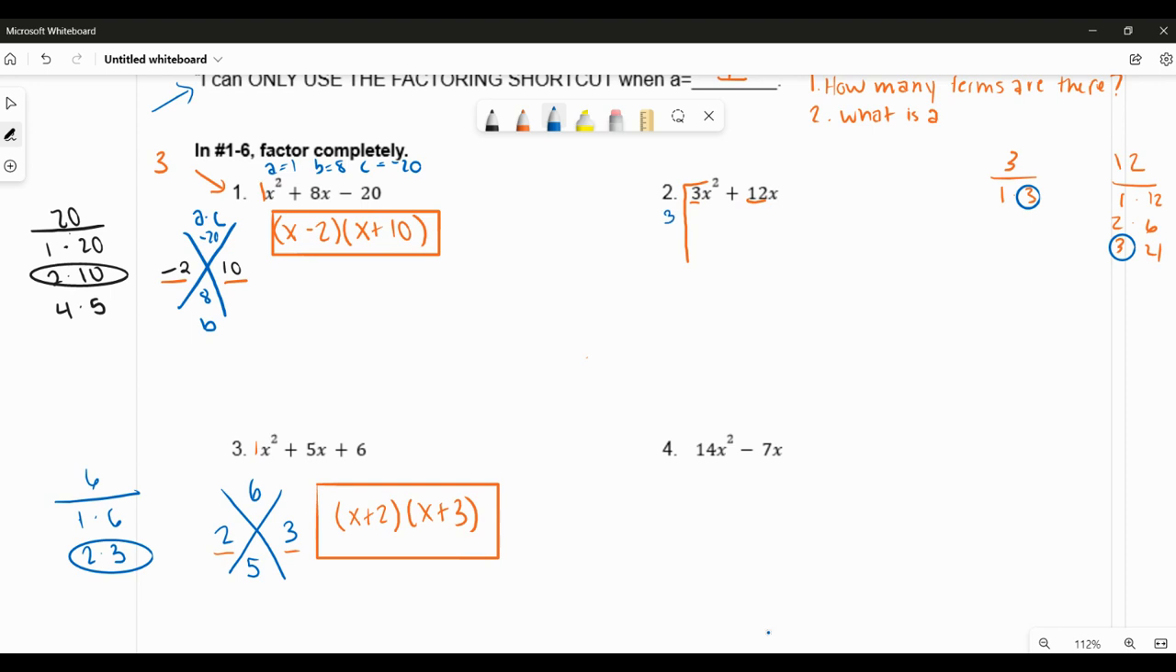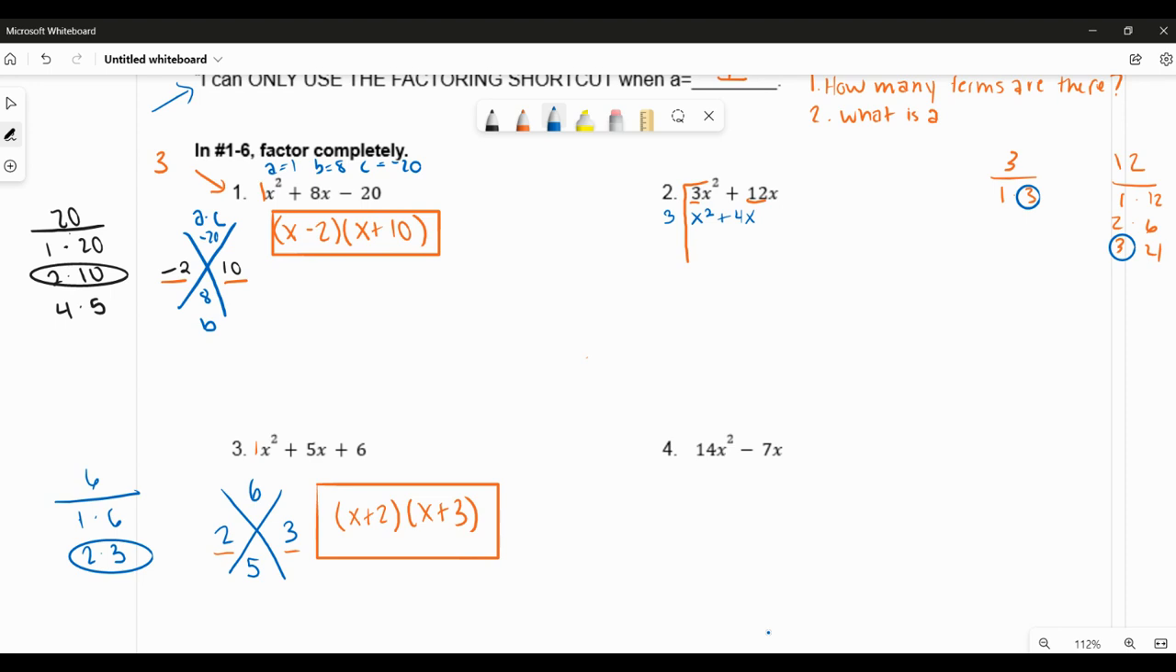So I can divide a 3 out of there. 3 divided by 3 is just 1. So that's going to leave me with 1x squared. And 12 divided by 3 is going to give me 4. So I'll have 4x. So the first step is to take out the greatest common factor, which is a number.